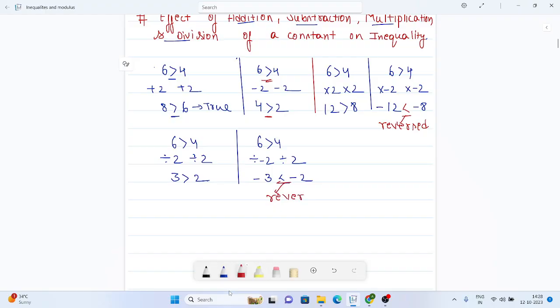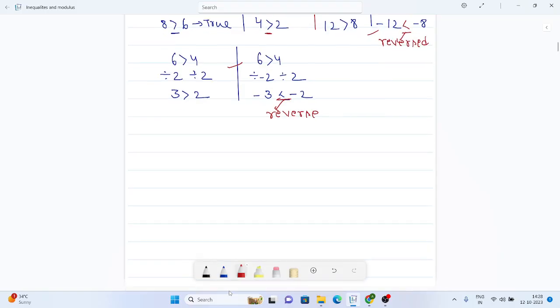So you have to remember that in these two cases your sign is reversed, means if in an inequality you divide or multiply by a negative constant, its sign gets reversed, otherwise its sign remains as it was earlier.